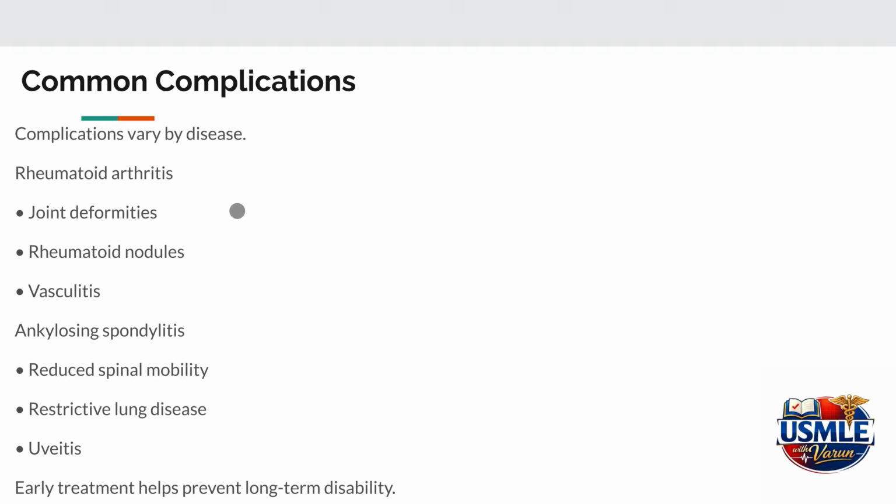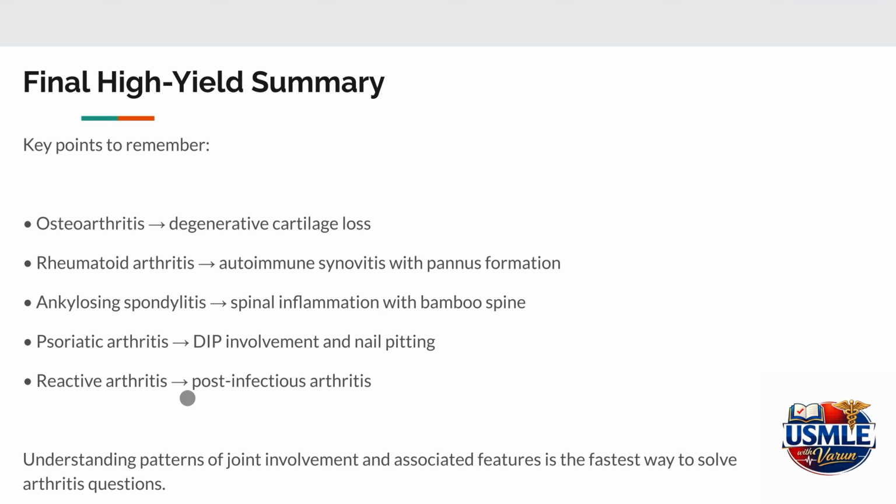Different arthritic diseases produce different complications. Rheumatoid arthritis may lead to joint deformities, rheumatoid nodules, and vasculitis, whereas ankylosing spondylitis produces reduced spinal mobility, restrictive lung disease, and uveitis. Early diagnosis and treatment are important to prevent long-term disability and complications.